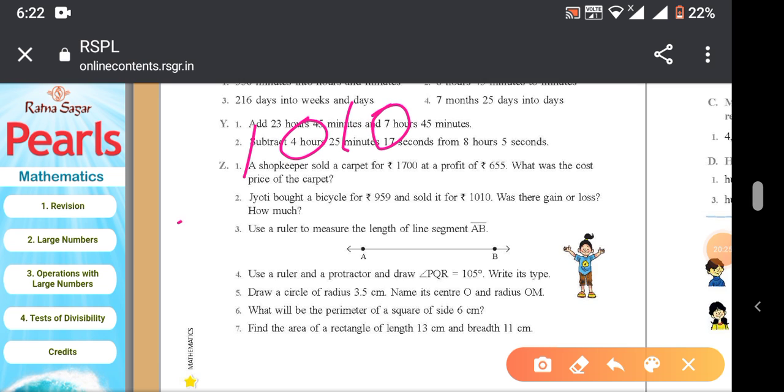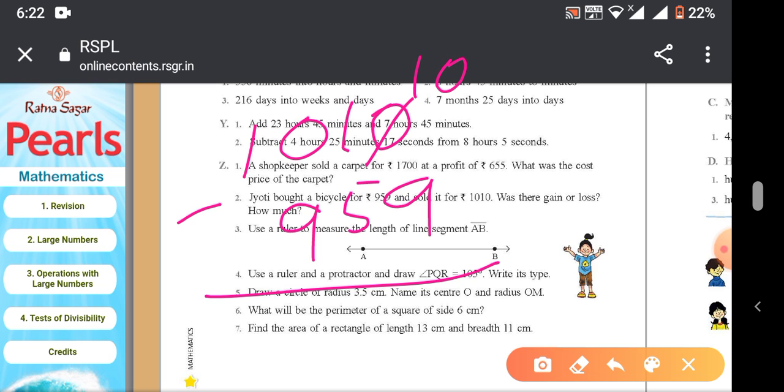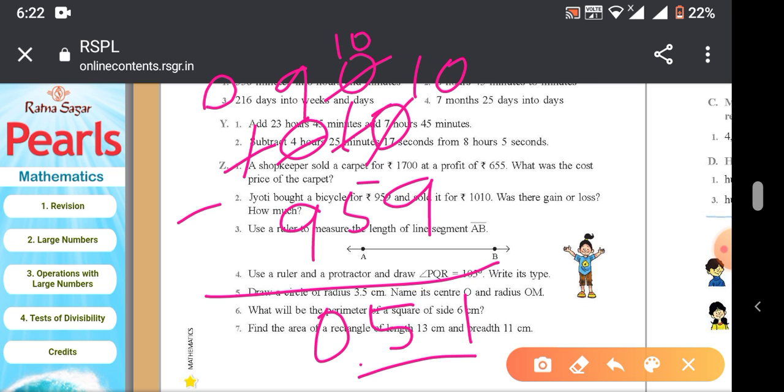Okay, 1010 minus 959. So 10 here, 0, and again we have to take carry 10, it becomes 9, it becomes 0. 10 minus 9, 1, 10 minus 5, 5, 9 minus, okay. So that is 51 rupees.